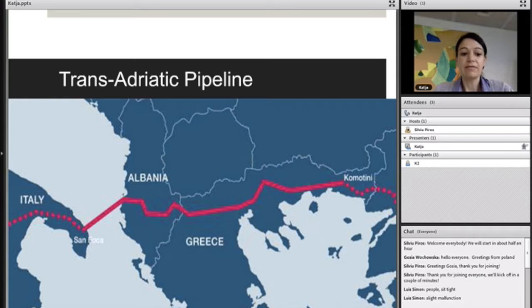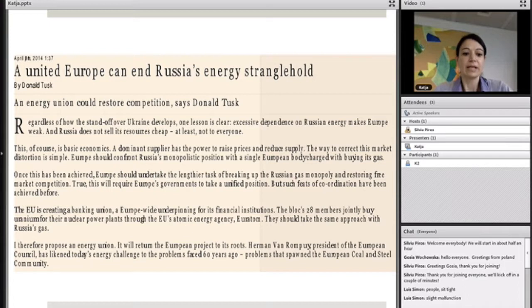Something that recently was put more on the agenda again, this looks a bit funny, is just a copy paste from a recent Financial Times article, and it is written by the Polish Prime Minister Donald Tusk, who, faced with the crisis in Ukraine, with a threat by Russia to use its leverage in the form of gas supplies, very much calls for a European energy union.